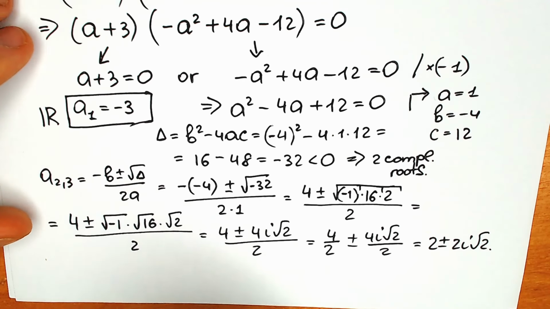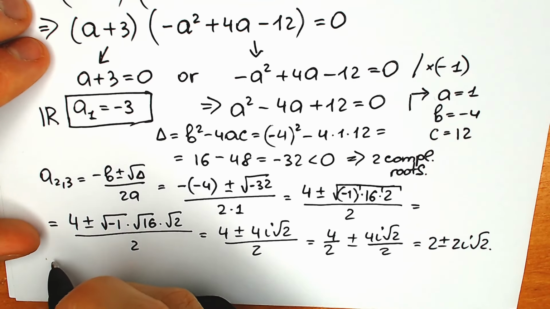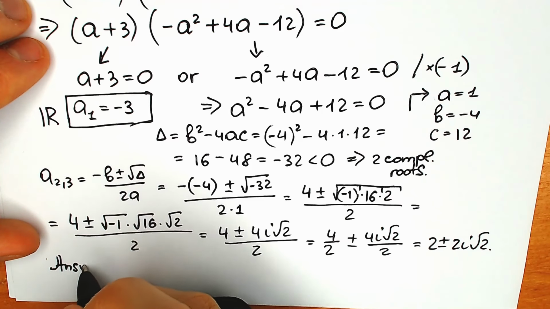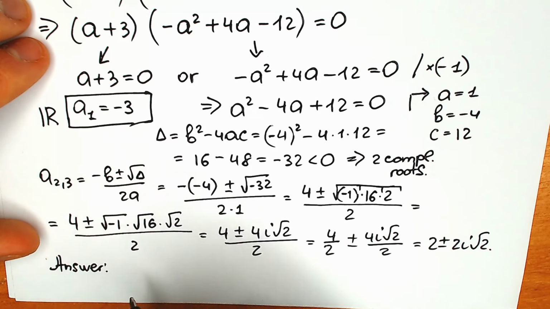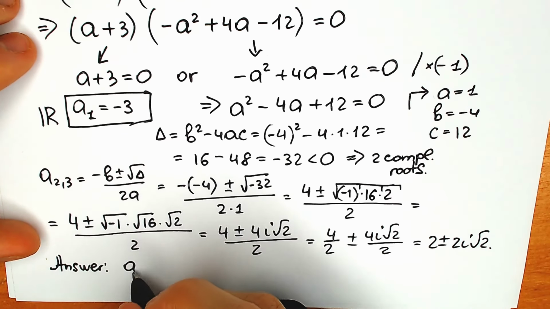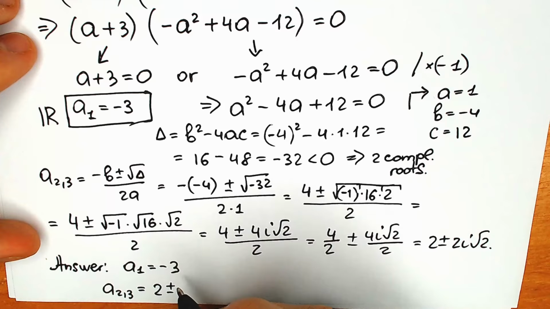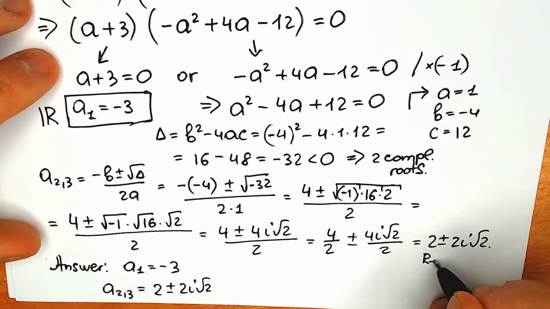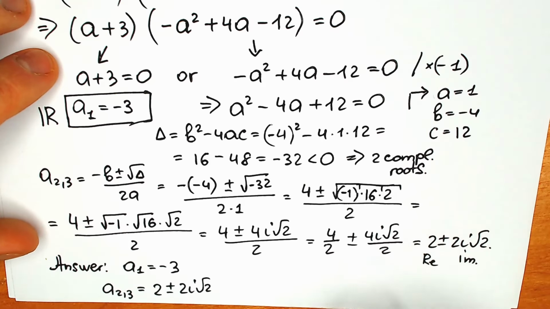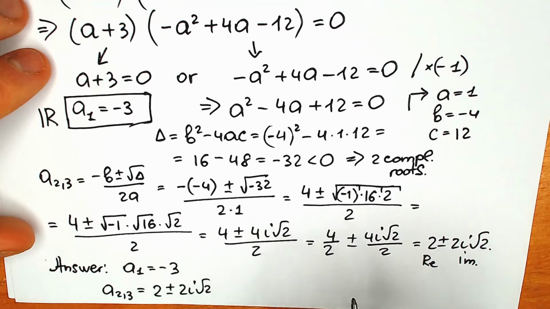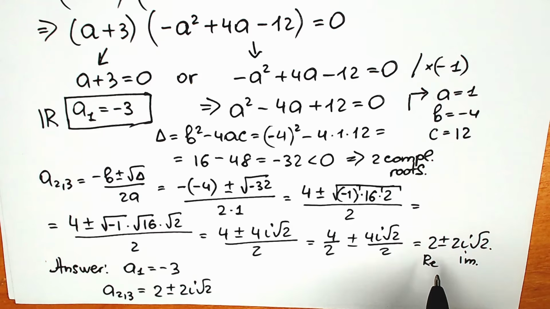And let's gather all the roots together and write our final answer to this question. So first of all, a first equal to minus 3, this is our first real root, and two complex roots, a second and third equal to 2 plus minus 2i square root of 2. Of course, right here we have the real part and imaginary part. Maybe you need it, and maybe you're interested in exactly this case.